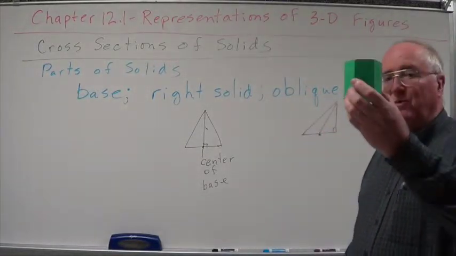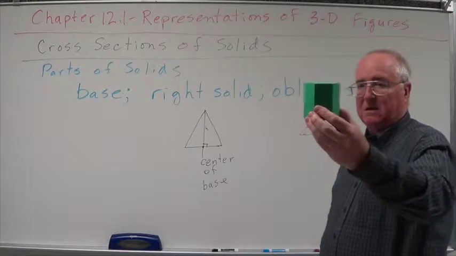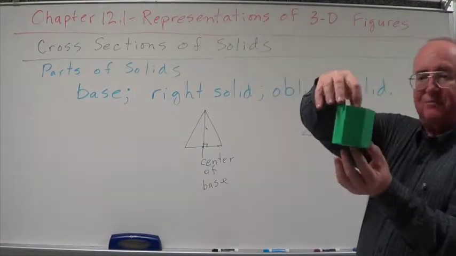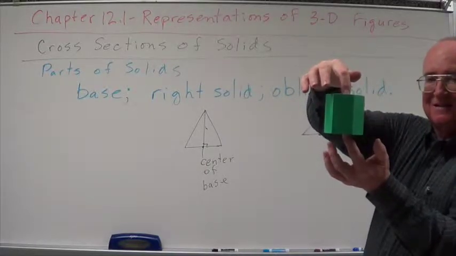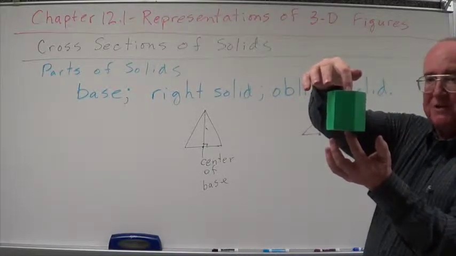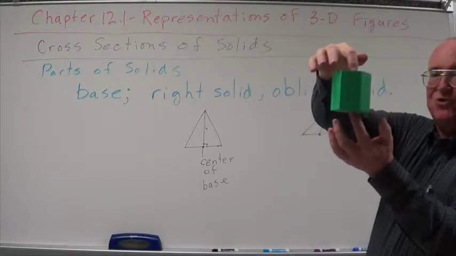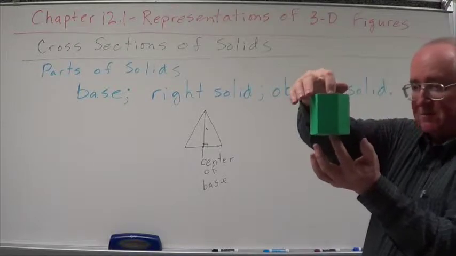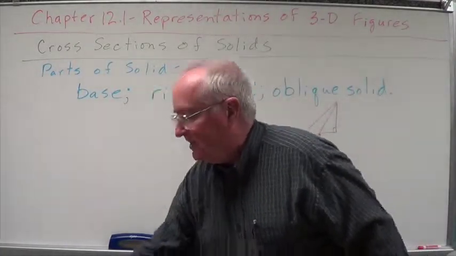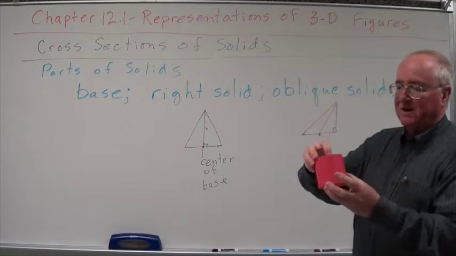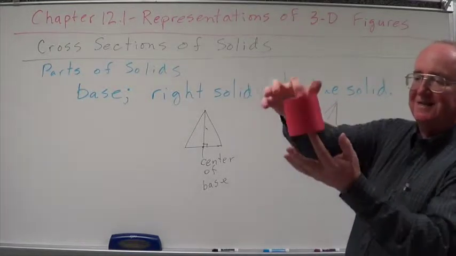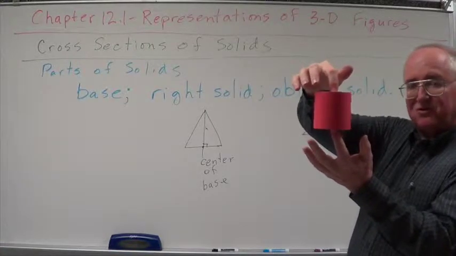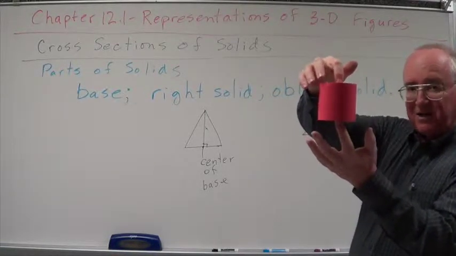Now, is this a right hexagonal prism or an oblique? Well, if we connect the center of the bases, is that line perpendicular to those bases? Yes, it is. So this would be a right hexagonal prism. Let's look at this one. This is a cylinder, and again, if we connect the center of the bases, those circles, is it perpendicular to those bases? Yes, it is. So this is a right cylinder.